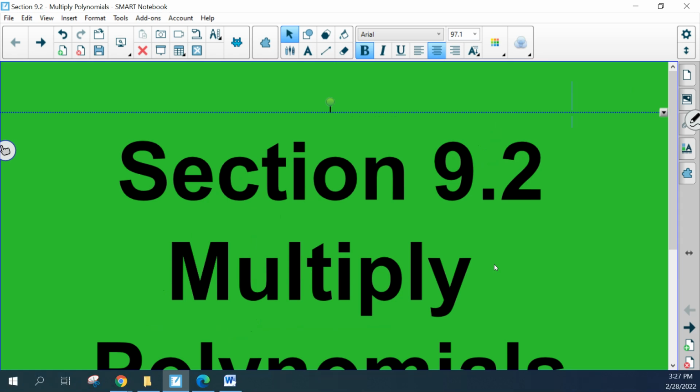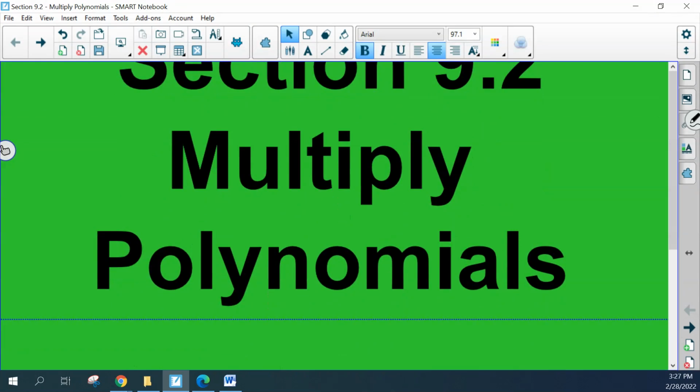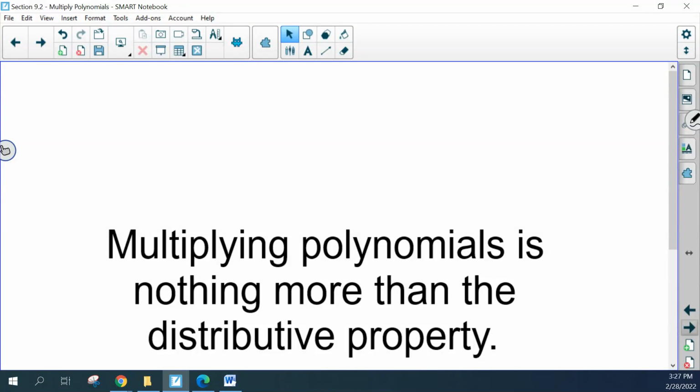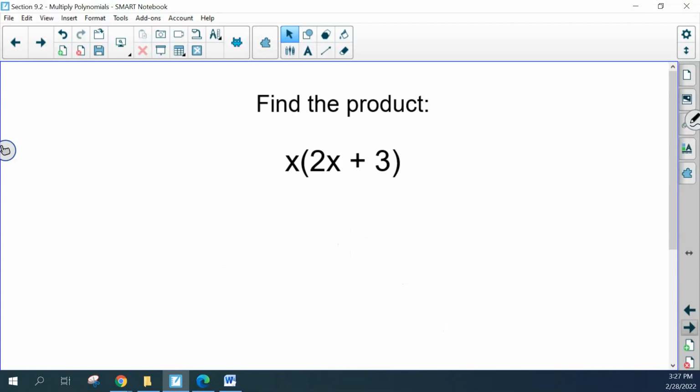All right, this is section 9.2, multiplying polynomials. So first what we're going to do is refresh on the distributive property. The distributive property means to multiply. And so we would take x times 2x, which would give us 2x squared, and x times 3, which would give us positive 3x.